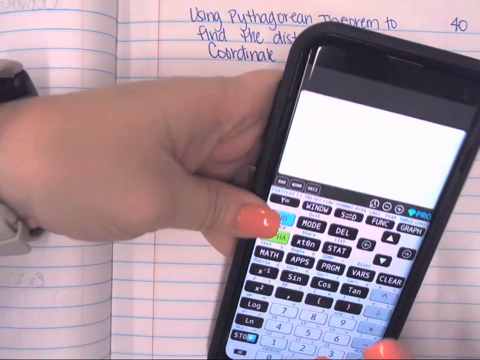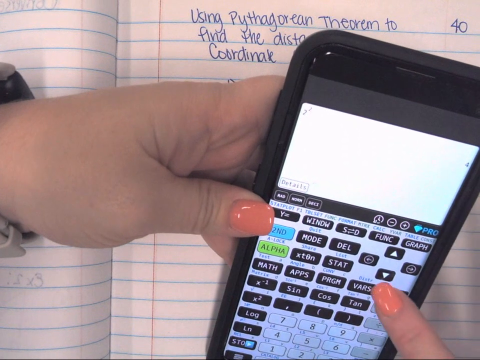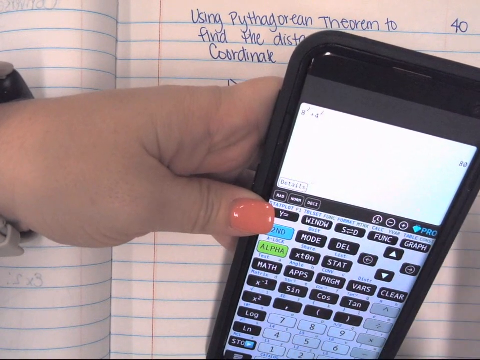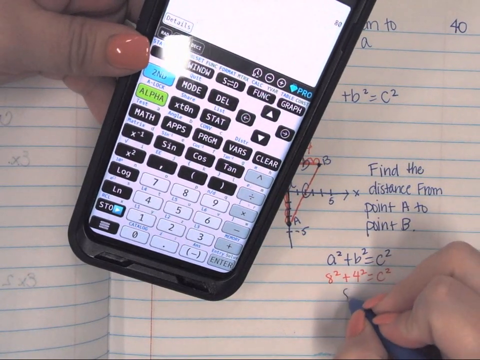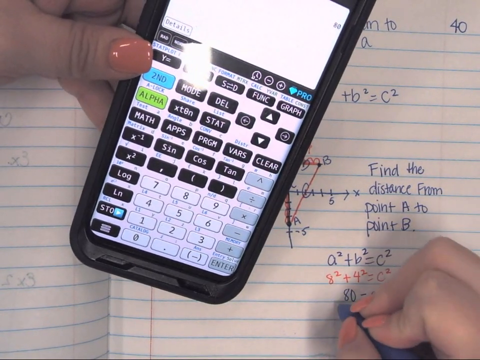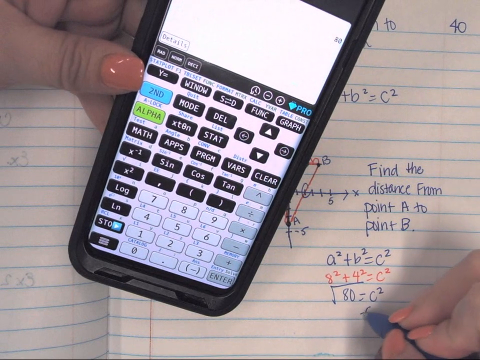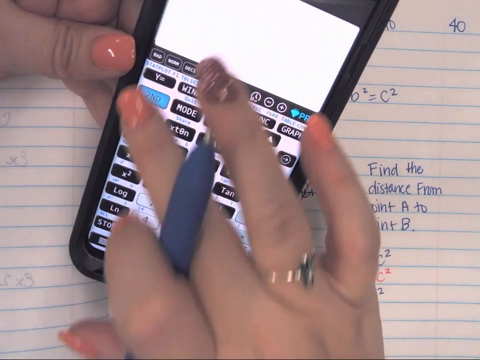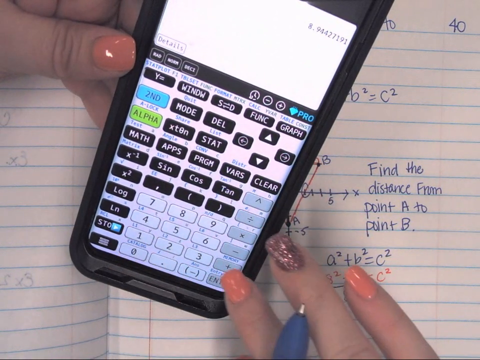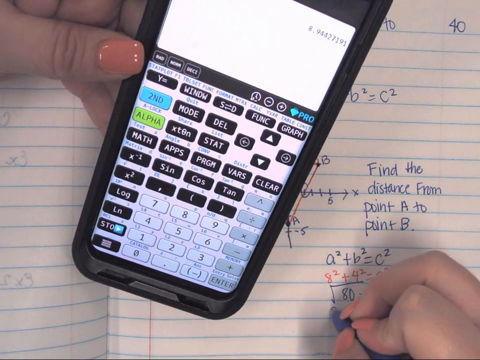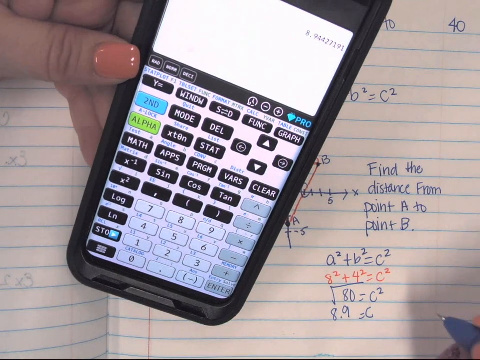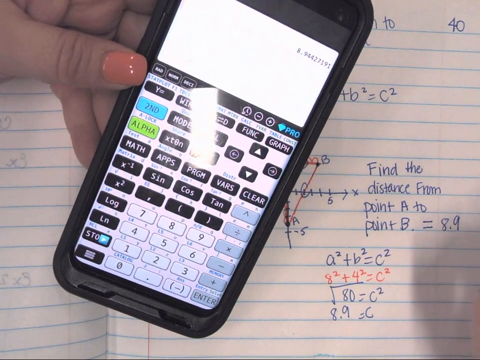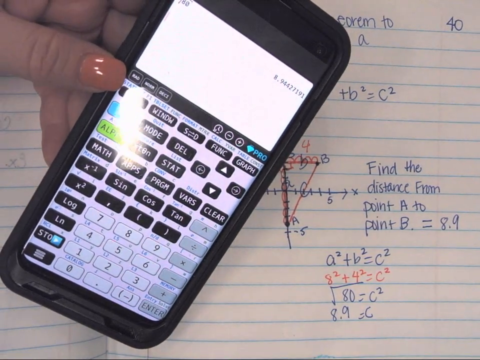So I'm going to do 8 squared plus 4 squared is 80. And then you take the square root to figure out C. So the square root of 80 is 8.9. So the distance from A to B is 8.9.